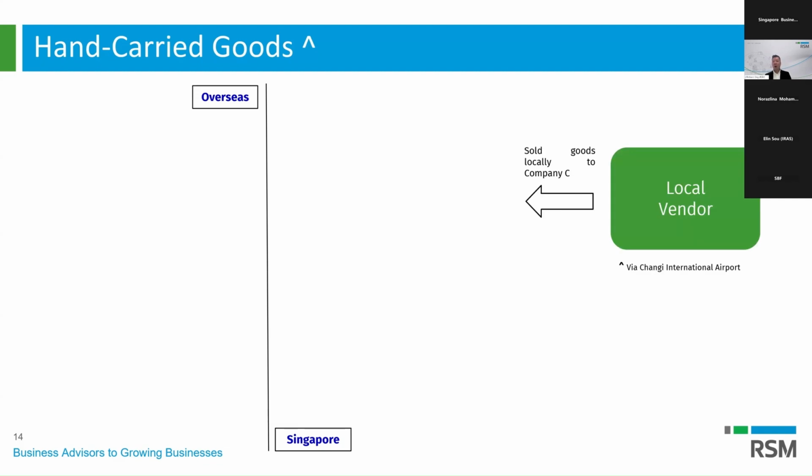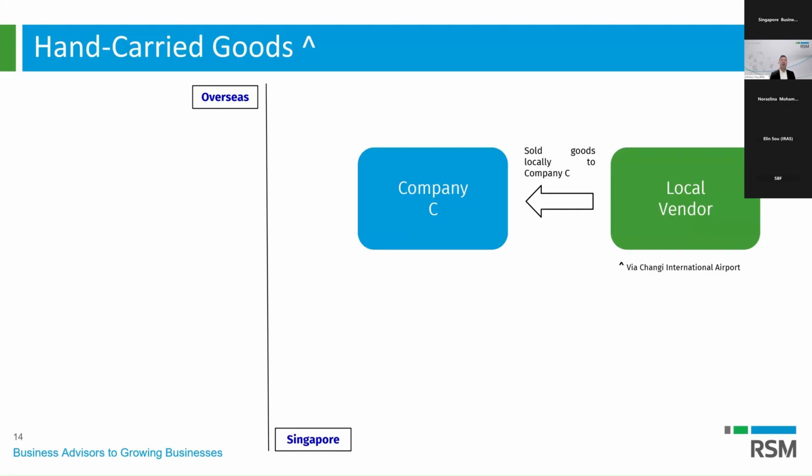They bought some goods from a local vendor, and these goods, just to share, are laptops. Company C, this scenario is real, but I have put in phantom names so that you will know who. Company C is our customer who approached us and said, "Oh, Richard, tell you something. We bought laptops from a Singapore vendor. They charge us GST. Can we claim GST or not?"